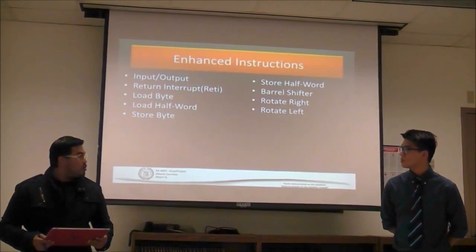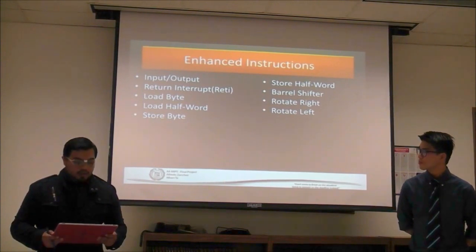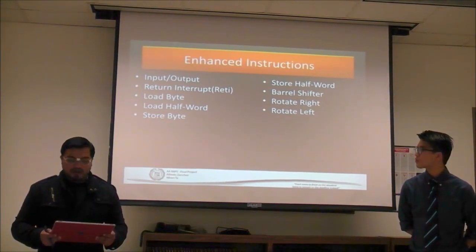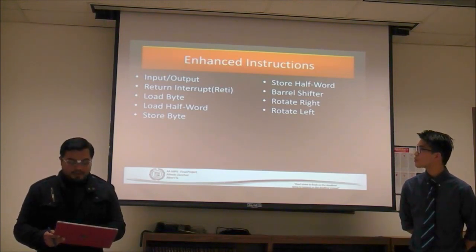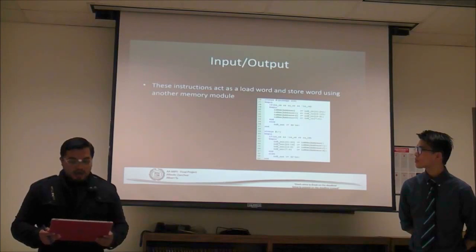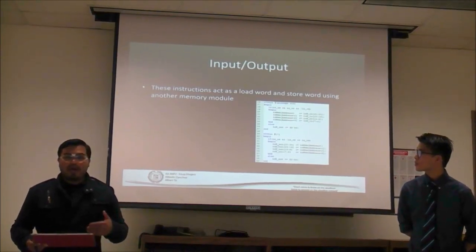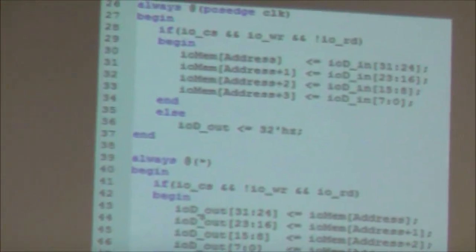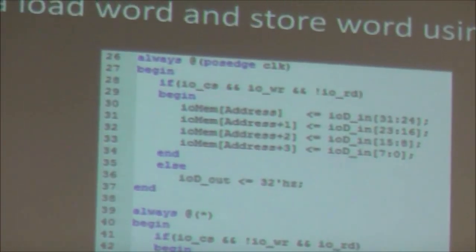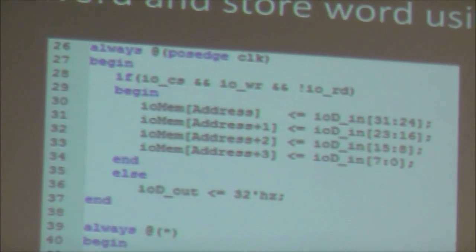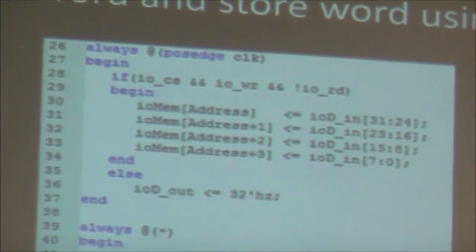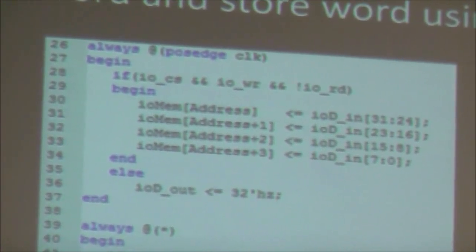So in our enhanced instructions, we have the input output, the return interrupt, the load byte, load half word, store byte, store half word, the barrel shifter, the rotate right, and the rotate left. So the first thing is the input output. These instructions work just the same way as load and store. And as we showed in the first diagram, we have a data memory, and then we have an I/O memory, and that's where this is used.